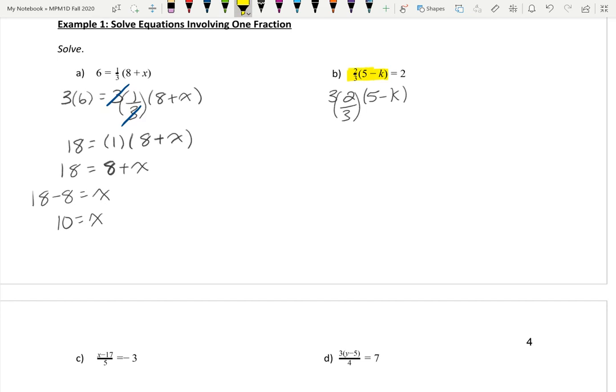But one more thing is that 2 over 3 times 5 minus k, that is one entire term. So you don't need to multiply 3 by 2 over 3 and then separately by 5 minus k. This whole left side is one term. I know this because it's connected by a multiplication sign. If this was instead 2 over 3 plus 5 minus k, then that would be two separate terms. But since it's not separated by an addition or subtraction, it's one whole term. Look at the 2 over 3 as the coefficient in front of a bracket. The coefficient is included in the entire term of the bracket.